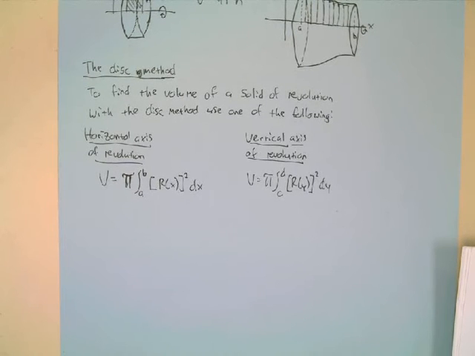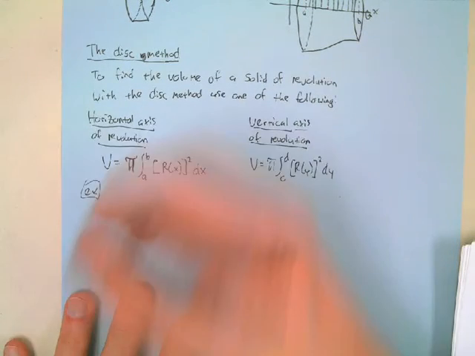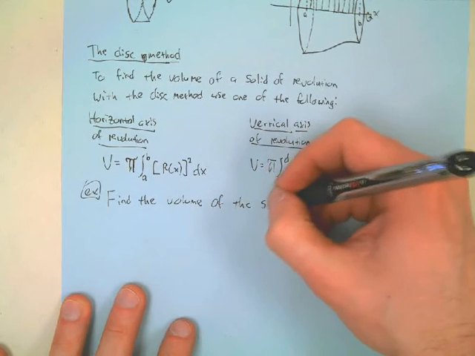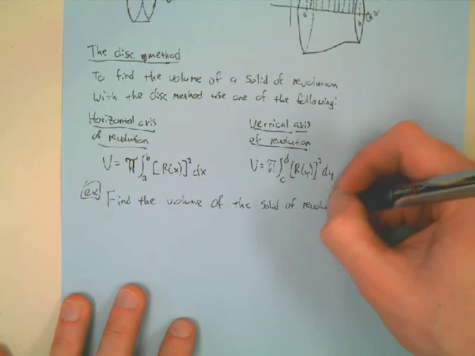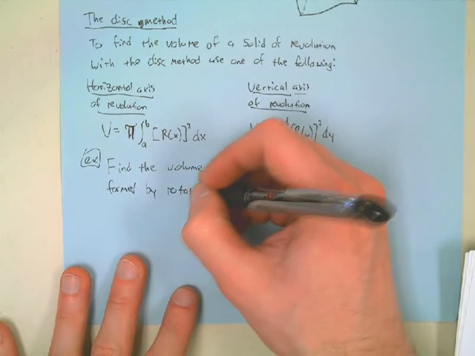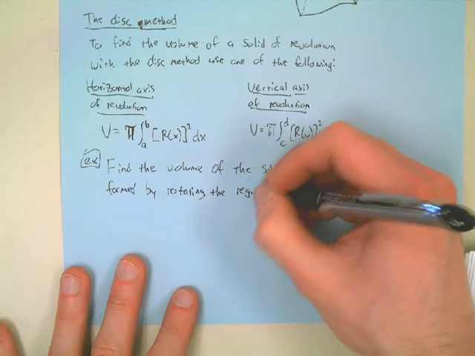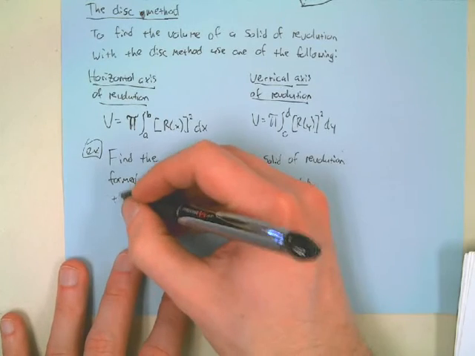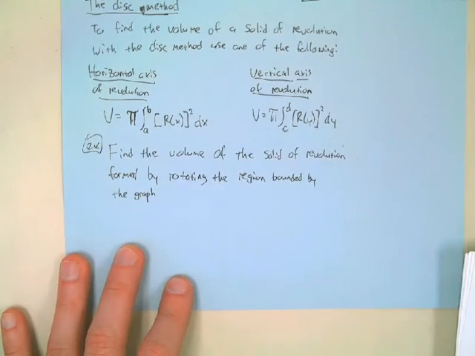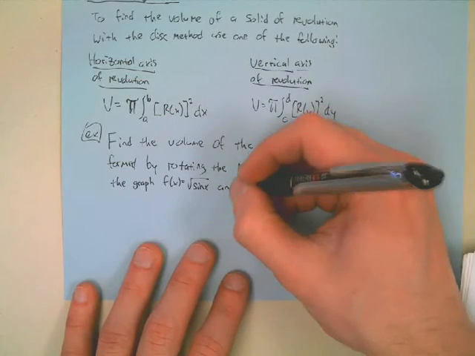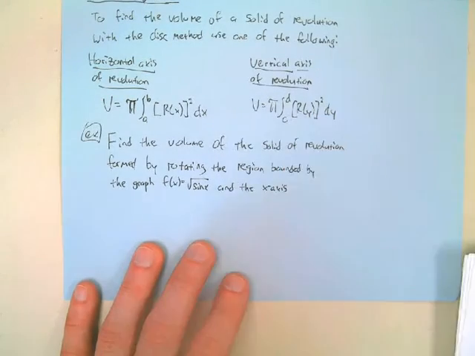Okay. So let's try a problem here. Find the volume of the solid of revolution formed by rotating the region bounded by the graph f of x equals the square root of the sine of x and the x-axis, for 0 less than or equal to x less than or equal to pi, about the x-axis.